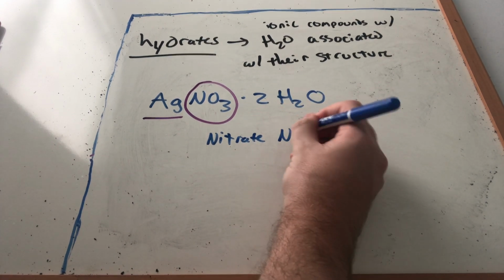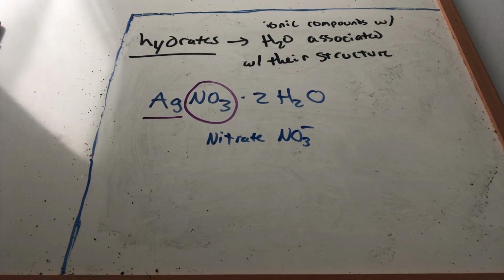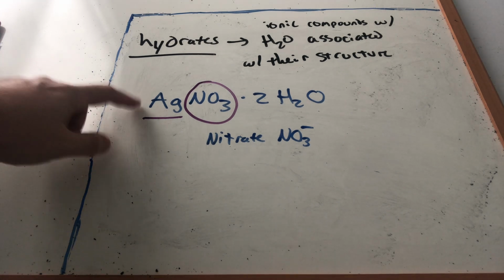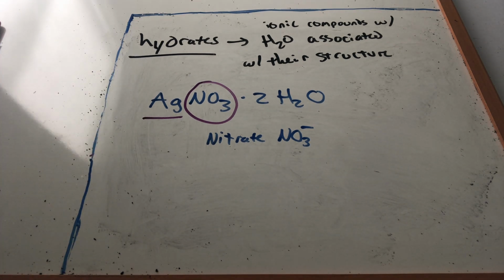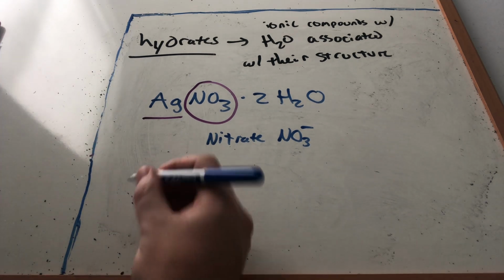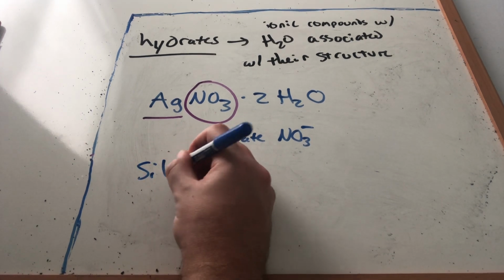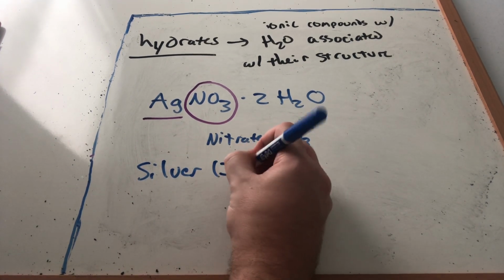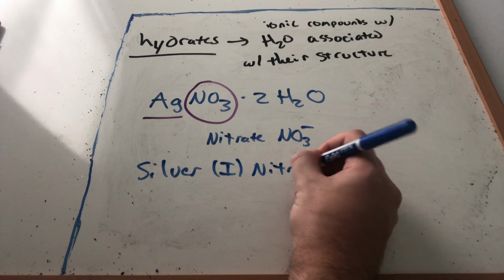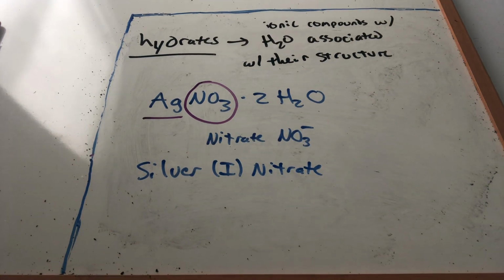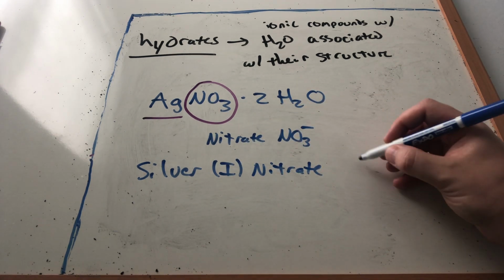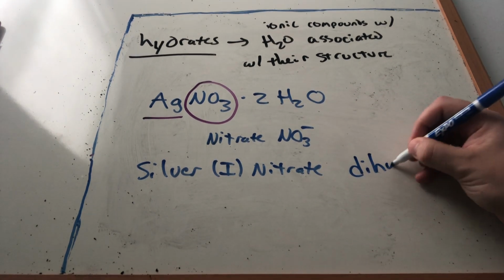As we memorize nitrate, NO3 has a -1 charge. So what does that mean about the silver? That means the silver has a +1 charge. So we would name this silver 1 nitrate. If there were no waters there, we would stop. But we see there are actually 2 waters there. So this is silver 1 nitrate dihydrate.